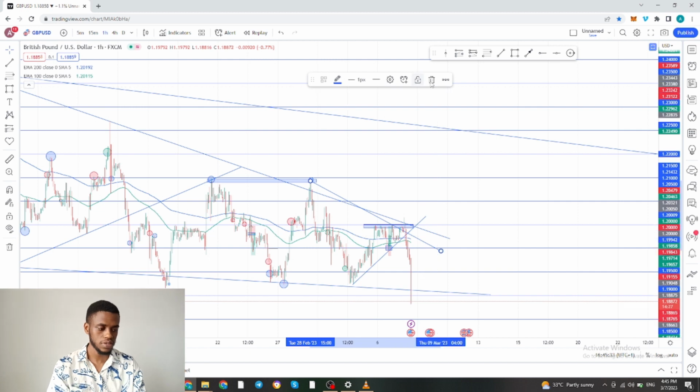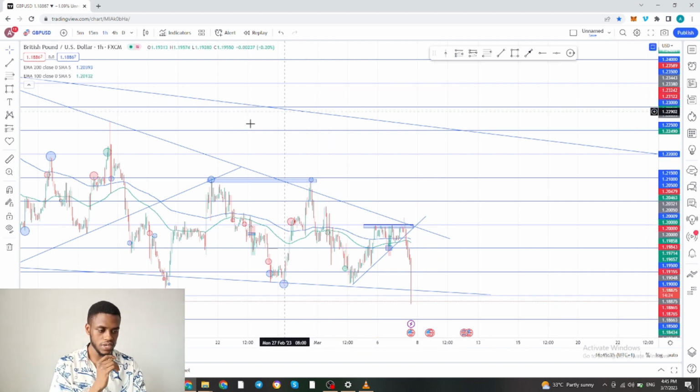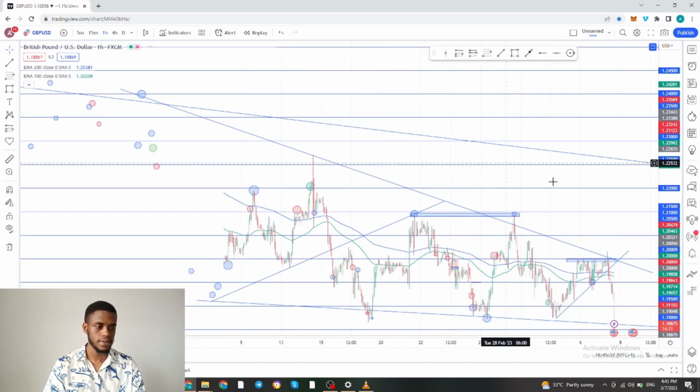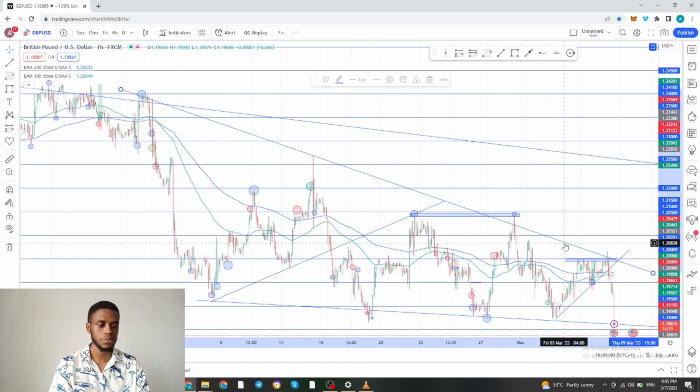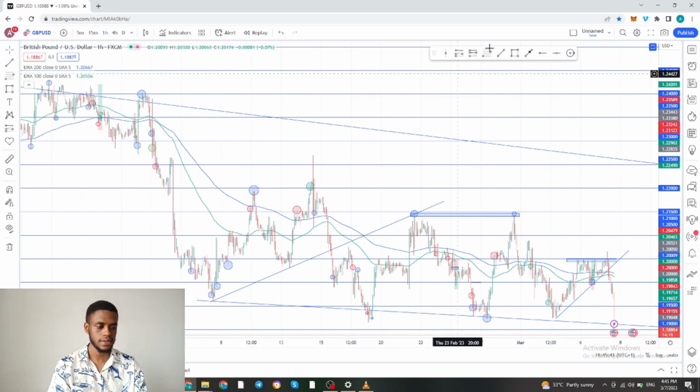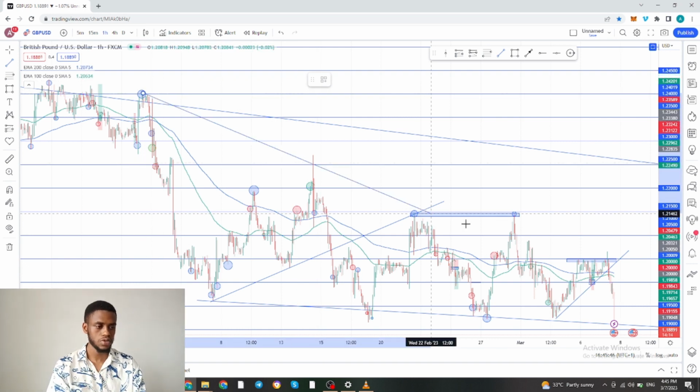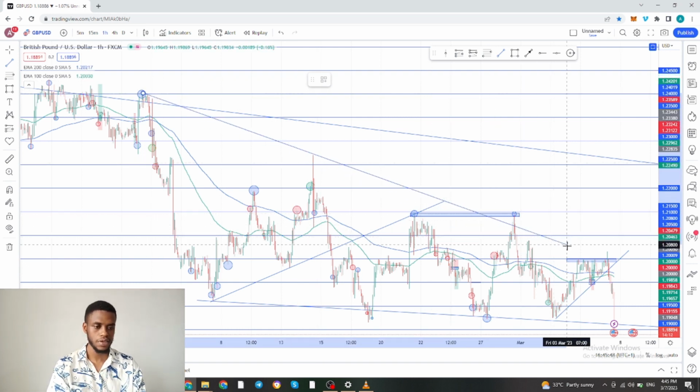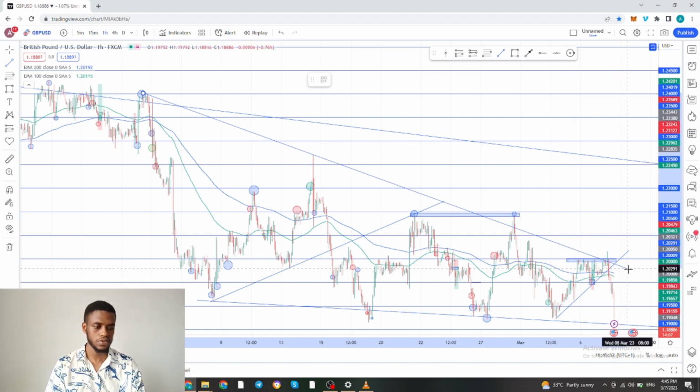So what I do is, I'm just going to delete all these trend lines right here. I'm going to delete that. I'm going to delete this too. So we're going to draw our trend line from here. First touch. This is the second touch right here. So we're going to extend it like this.